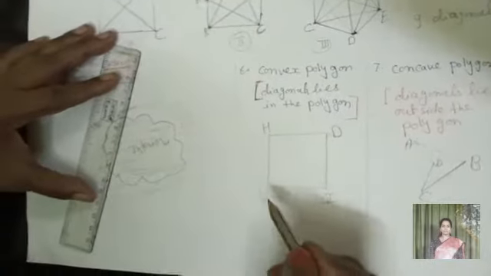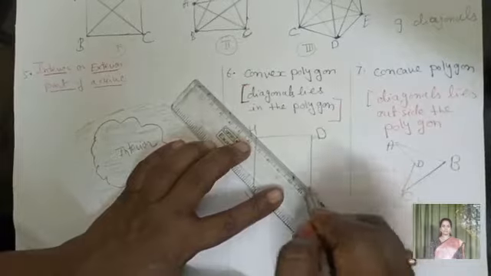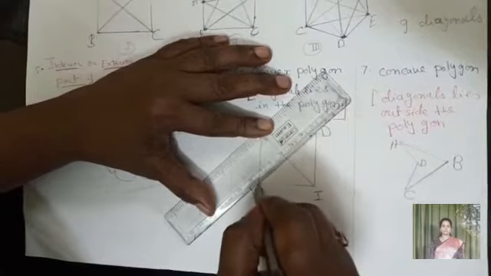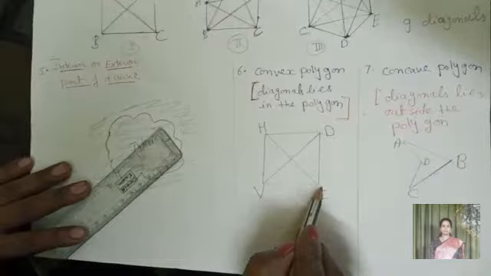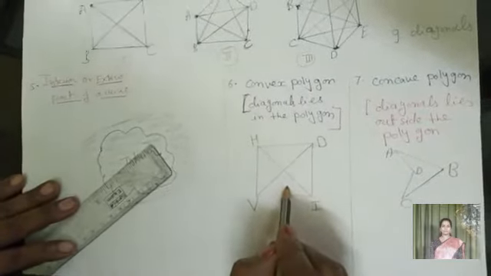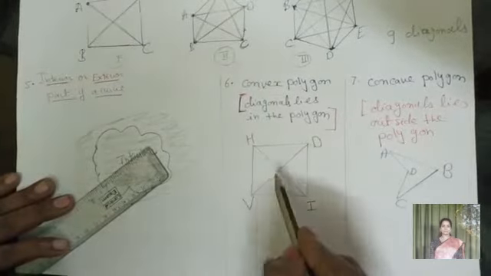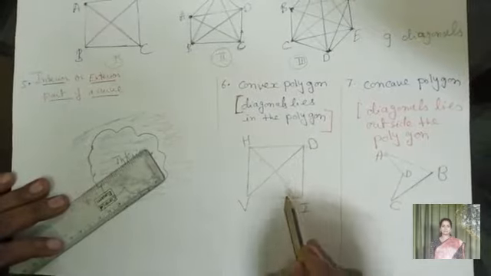If I try to draw the diagonals of this polygon, both the diagonals are lying inside it, or interior of this polygon. Therefore, this polygon is called convex polygon. Now, a convex polygon is a polygon whose diagonal lies inside.